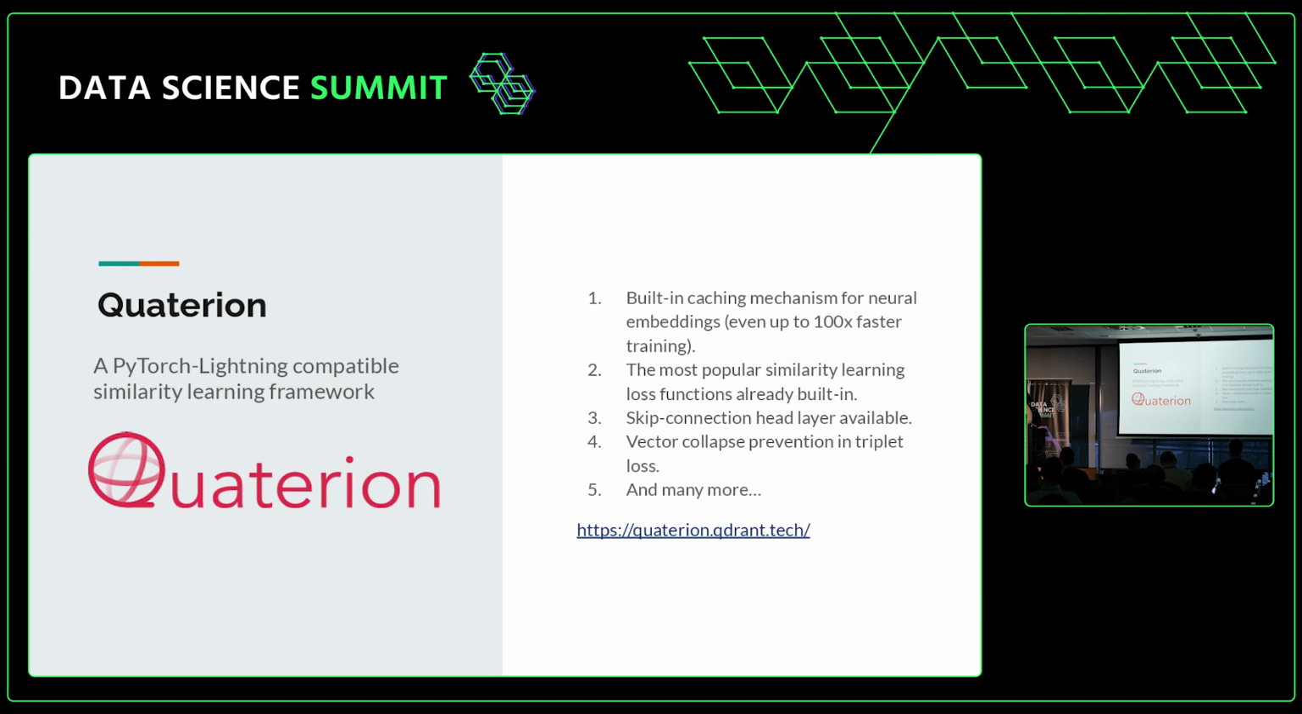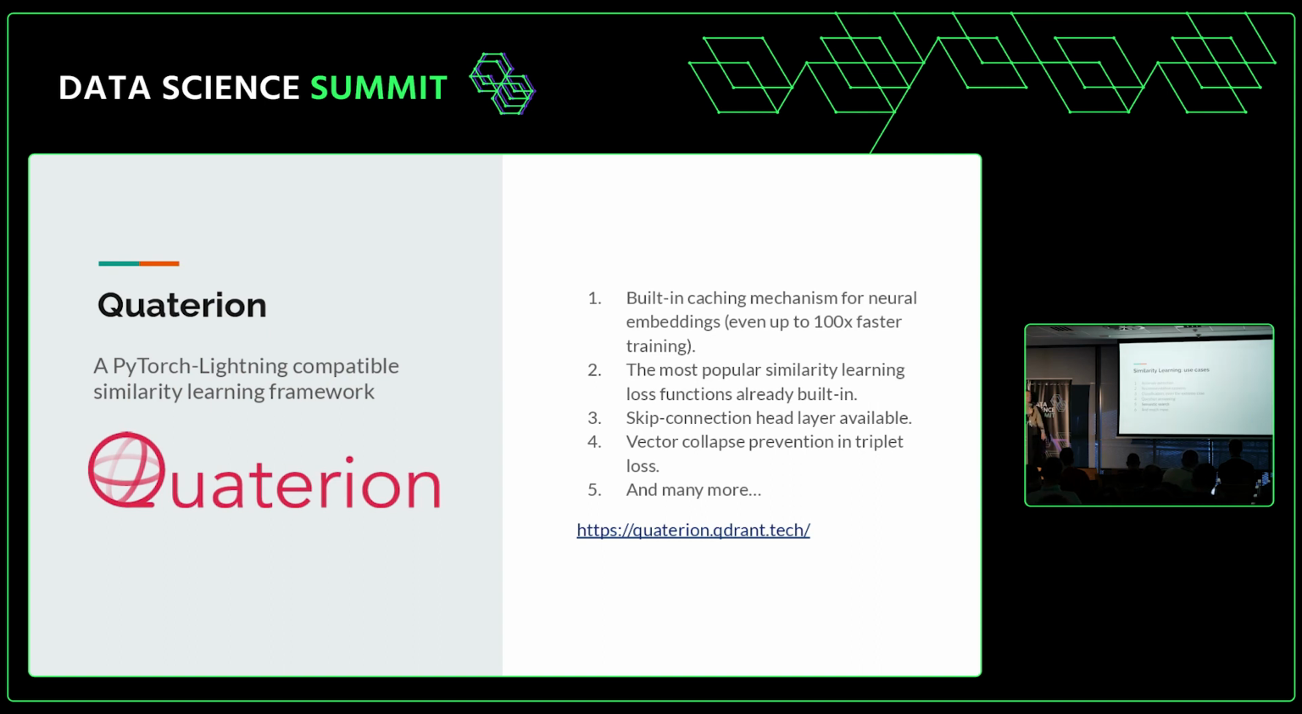There is quite an interesting concept of skip connection head. If you worked with ResNet, you probably know that, but basically that allows you to mitigate the risk of catastrophic forgetting. But there are also many more improvements over the pipeline that you would probably need to implement on your own using PyTorch or PyTorch Lightning. So if you want to perform that process, I really encourage you to go to our website and check this out.